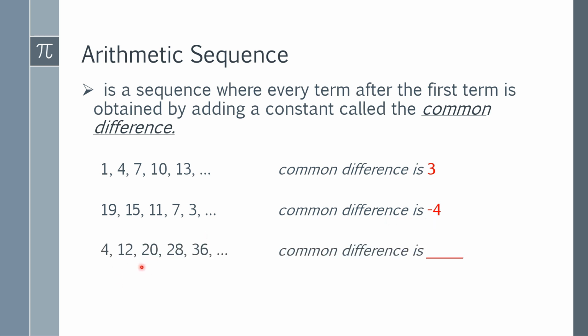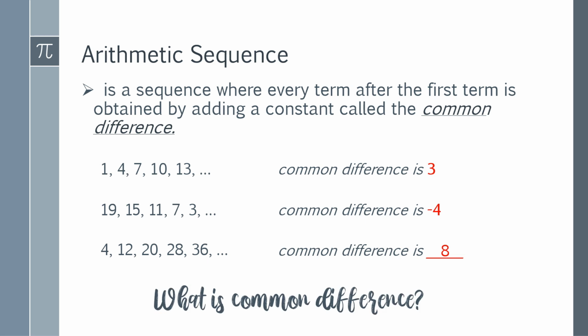4, 12, 20, 28, 36 is also an arithmetic sequence. But can you guess what the common difference of this sequence is? That's right. The common difference of this sequence is 8.